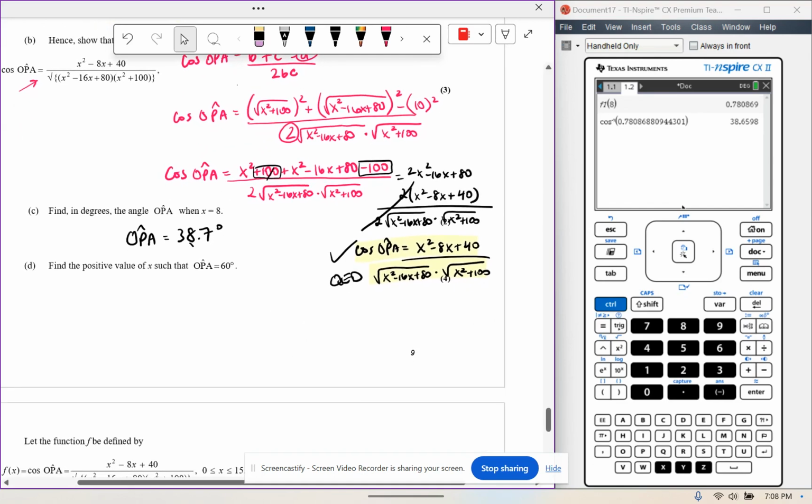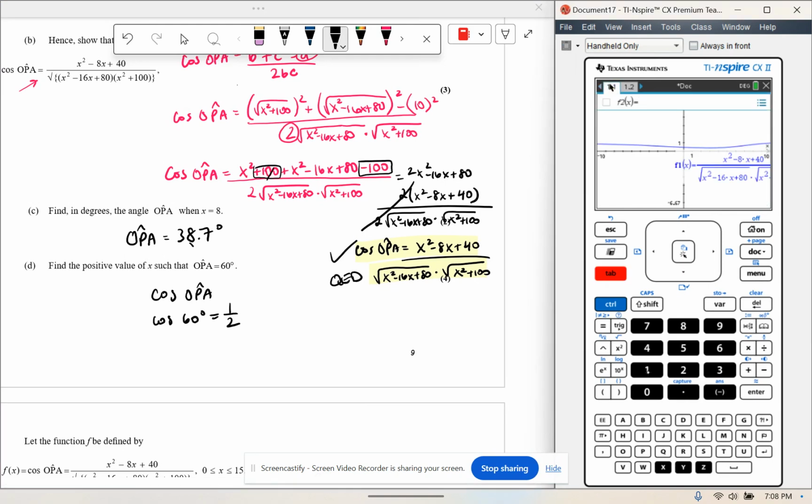Okay, and then it says find the positive value of x such that OPA is equal to 60. So remember, if we're looking for 60 degrees, we don't just set the whole thing equal to 60. This returns the cosine of OPA, so we need to find the cosine of 60, and then set the whole thing equal to that. The cosine of 60 is a common trig ratio, and that one's going to be 1/2. So I'm going to set this whole thing equal to 1/2 by graphing a horizontal line at 1/2.